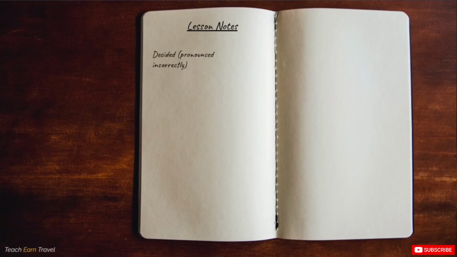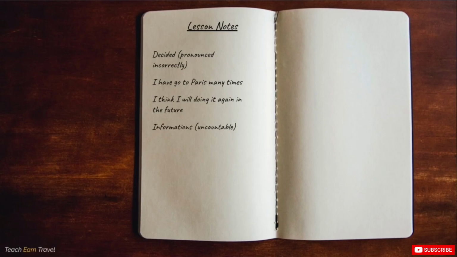And you hear your students say, decided instead of decided. So you write this down. This was the first mistake that you wrote down. Then your student says, I have go to Paris many times. You make a note of this. Then they say, a little bit later, another mistake. They said, I think I will doing it again in the future. It's an understandable sentence, but it's a mistake, so you wrote it down. Then we had our old friend, informations, here instead of information. And you remembered this from a previous class, so you thought, wow, they're still making this same mistake. So I'm going to make a note of this. And then the last mistake that you wrote down was, he has tell me about it before.